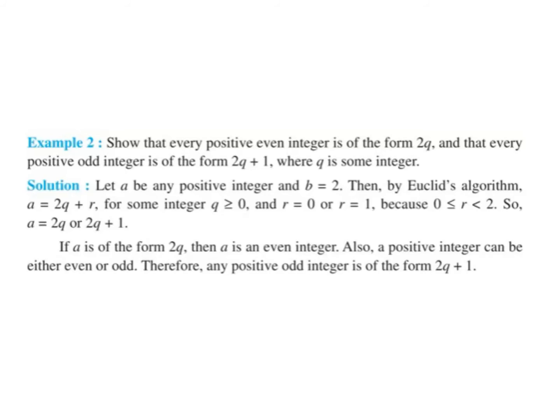So when we take r is equal to 0, we will get a is equal to 2q. Here a is multiple of 2, so it is an even integer. And when we take r is equal to 1, we will get a is equal to 2q plus 1, which is an odd integer since it is an even integer plus 1.